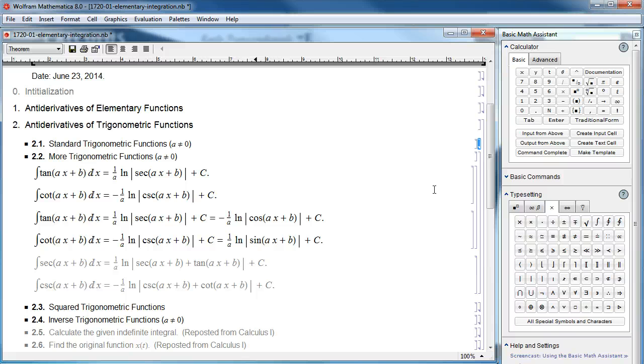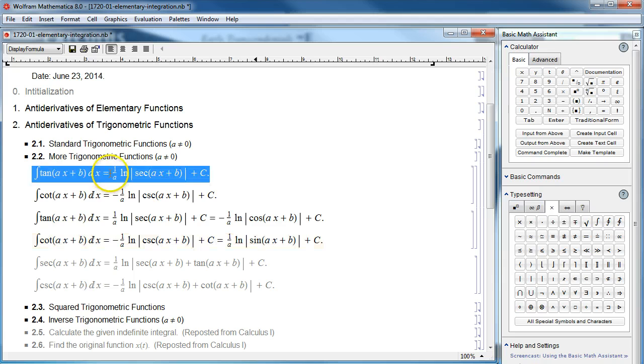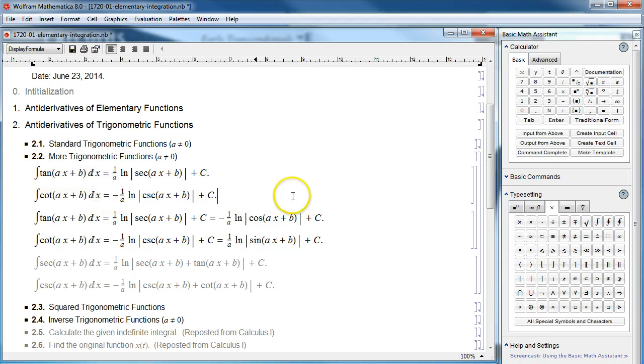Excuse me. But here they are. Antiderivative of tangent is log of secant. Antiderivative of cotangent is negative log of cosecant. It could have been written in some different fashion, kind of like this: negative log of cosine or log of sine, but this is the way it is written in the back of our textbook, and a little bit more standard too.